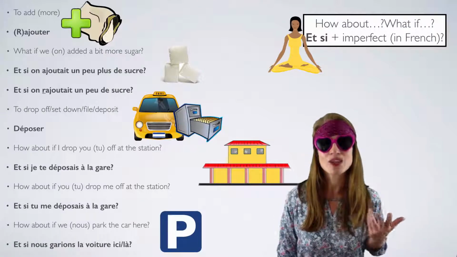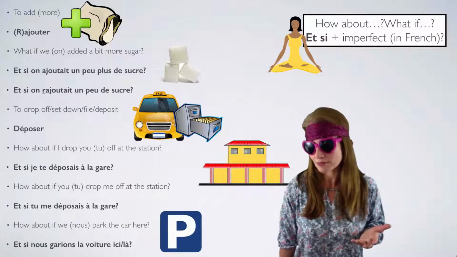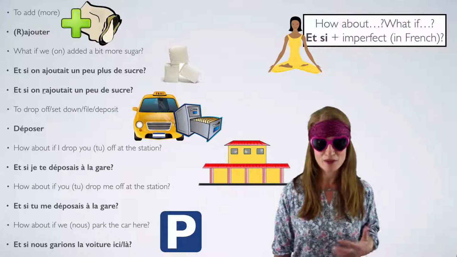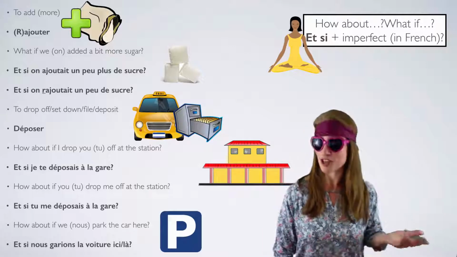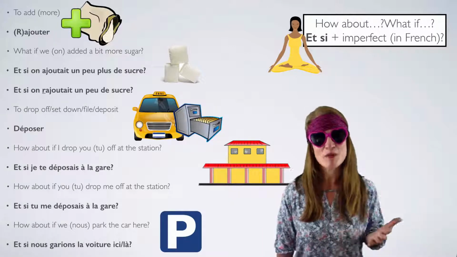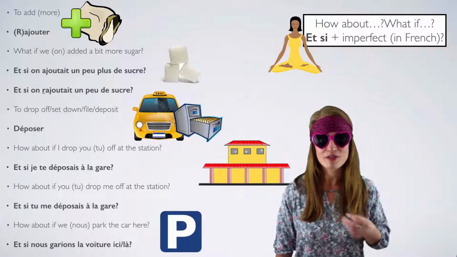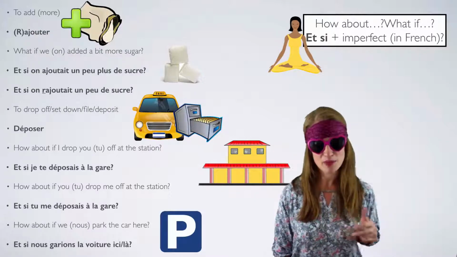Et si nous garions la voiture ici ou là? So ici is here, but the French will often use là, which actually means there, for here. Strange but true. So how about, or what if, in French you need to use et si plus the imperfect.